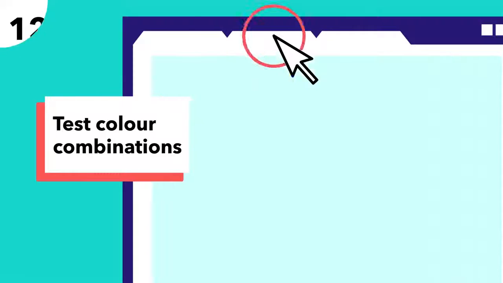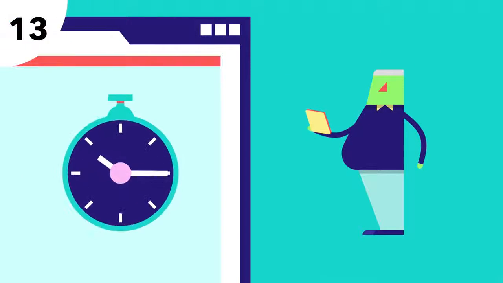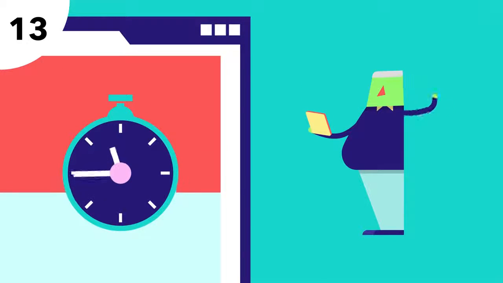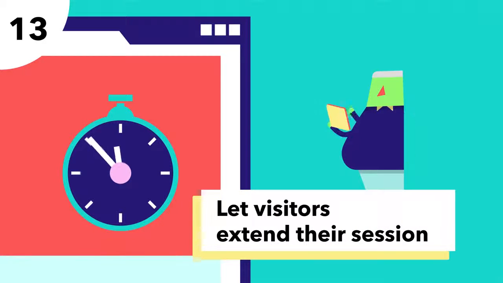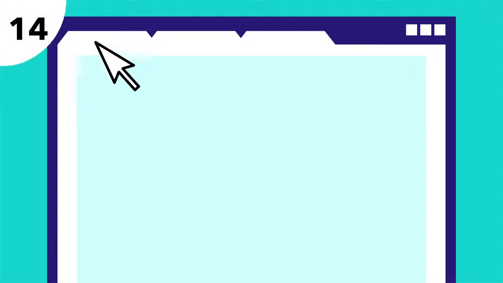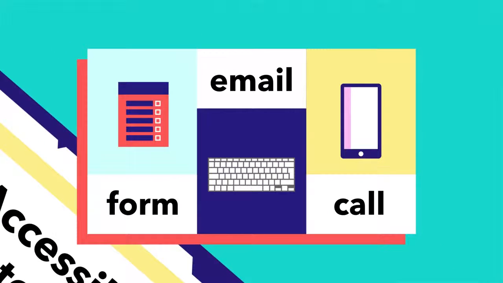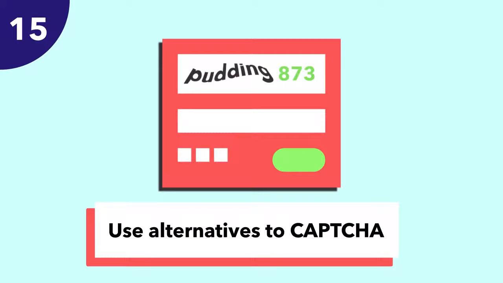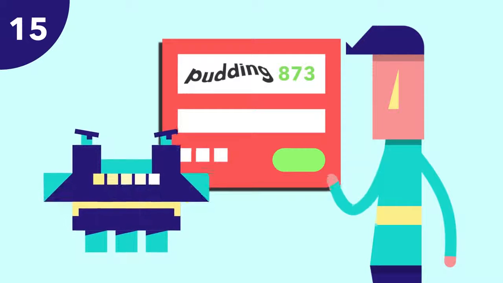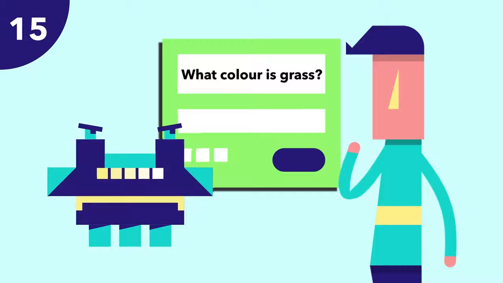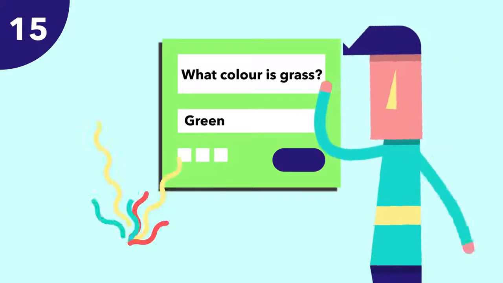If your web page times out before people are able to complete forms, this can be a very frustrating experience. Give visitors time to extend their session if they wish. Explain accessibility improvements you've made and why in an accessibility statement, and provide easy ways for people to contact you if they're having difficulty. Spam protection like CAPTCHA may shut out potential customers, not just spam robots. Please use alternatives such as text-based logic problems or simple human user confirmations.